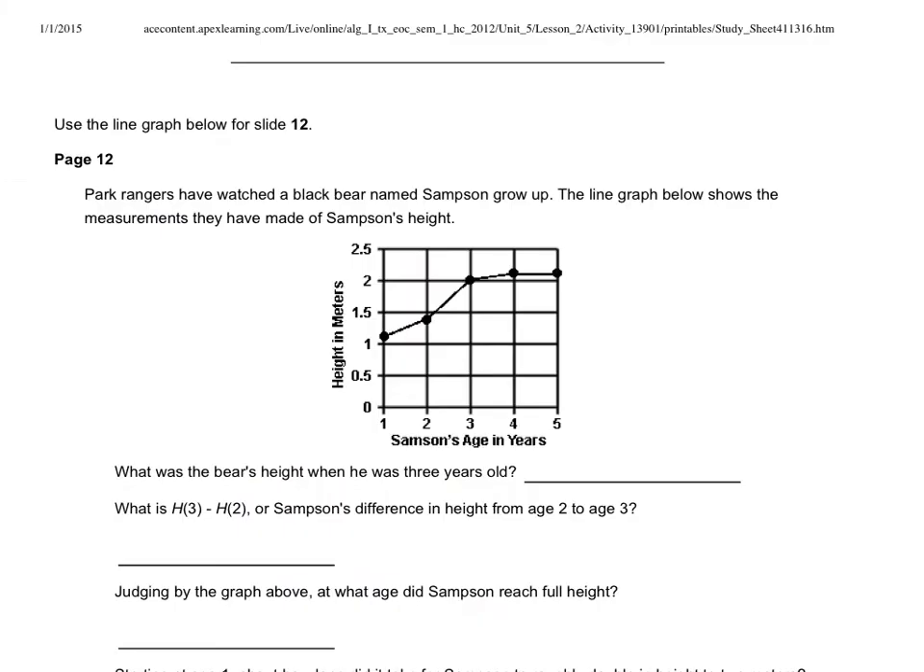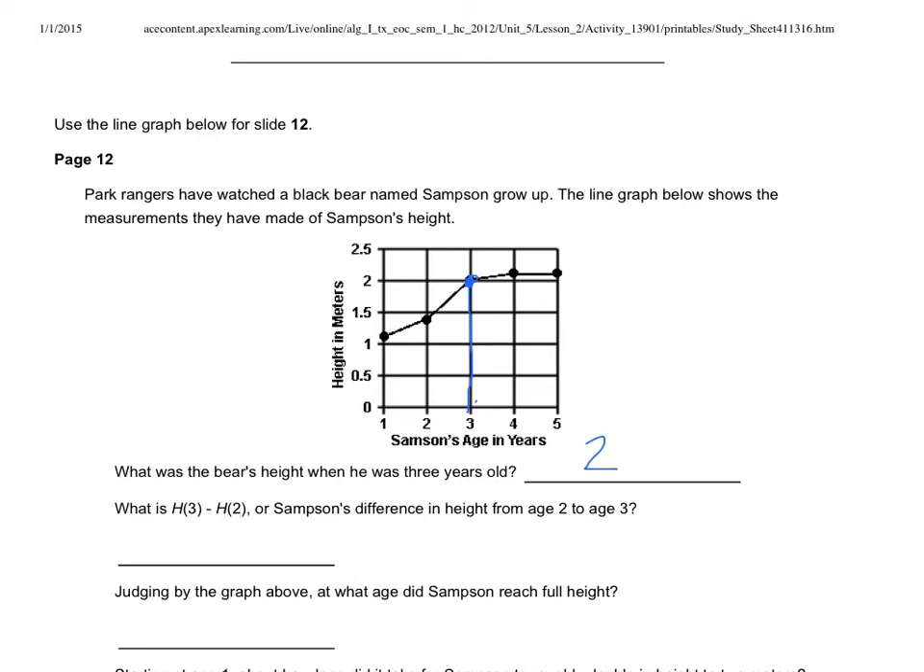So we're going to read this bar graph here. Park rangers have watched a black bear named Samson grow up. The line graph shows the measurements they have made of Samson's height. It wants to know what was the bear's height when he was 3 years old. So at 3 years old, if I go up, there's my point, his height was 2.